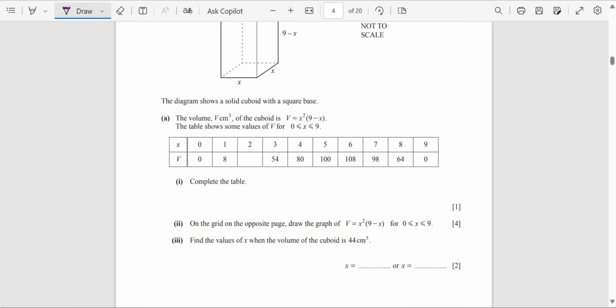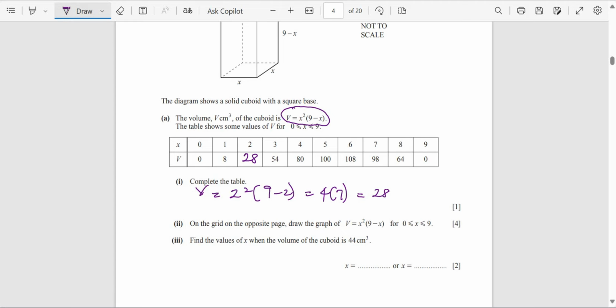So when you insert 2 into the equation for the volume, we'll substitute 2 raised to the power of 2, times 9 minus 2, and that would give us 4 times 7, which is 28. So this is 28.